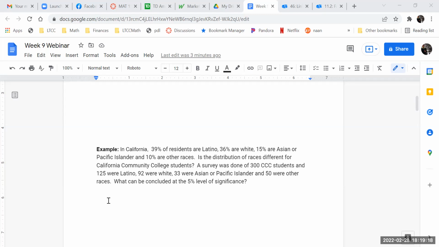So hopefully you know what's the first step in these kind of problems in a hypothesis test. Yep, we got to state the hypotheses. So we need to state what is the null hypothesis and what is the alternative hypothesis.